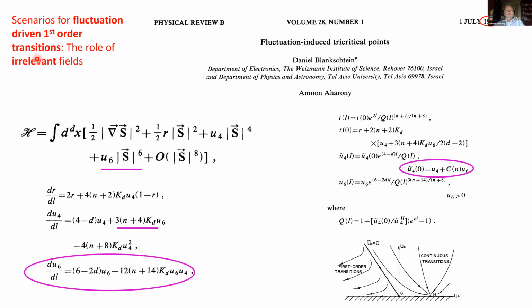fluctuation-driven first order transitions. The first one is by Blankstein, who was a student in Tel Aviv. I cannot see the year. What we did in that paper is add s to the 6. I already told you that s to the 6 is highly irrelevant, and that's why we didn't discuss it up to this point. You look at the recursion relation for U6, and you see it's 6 minus 2d.